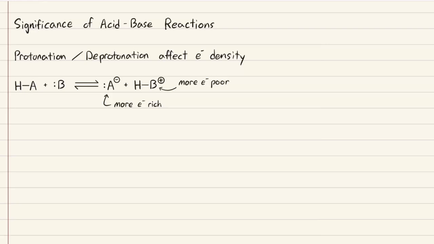Increasing or decreasing the electron density of a molecule has a drastic effect on its reactivity. In a chemical reaction, electron-rich areas are likely to be the source of electrons, and electron-poor areas are likely to be the sink or destination of those electrons. Oftentimes, the addition or removal of protons can result in formal charges.